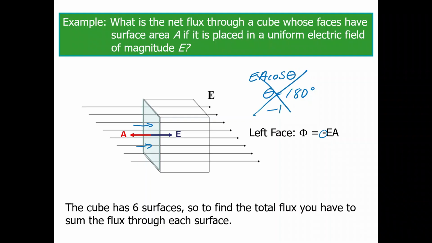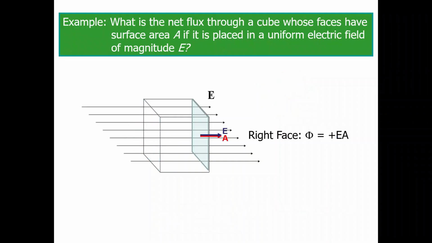I can just look and know that because my E and A are parallel to each other, my flux is going to be E times A, and because it's 180 degrees and they're in exact opposite directions, and my field lines are entering that surface, that's going to be negative. So the flux through the left side is a negative E times A.